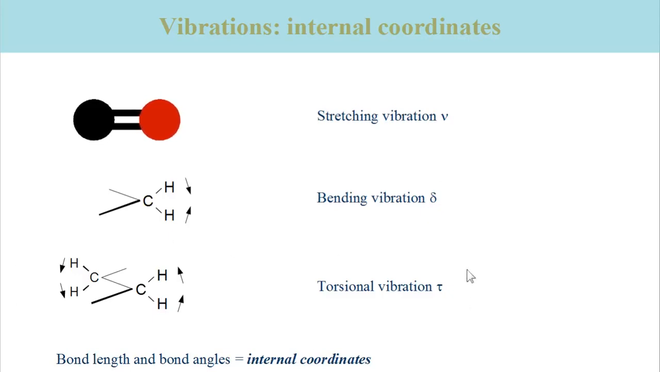In torsional vibrations, the dihedral angle of a four-atomic fragment of the molecule changes. A good illustration for such a movement is the twisting of an eraser. Torsional vibrations are often abbreviated by the Greek letter tau.